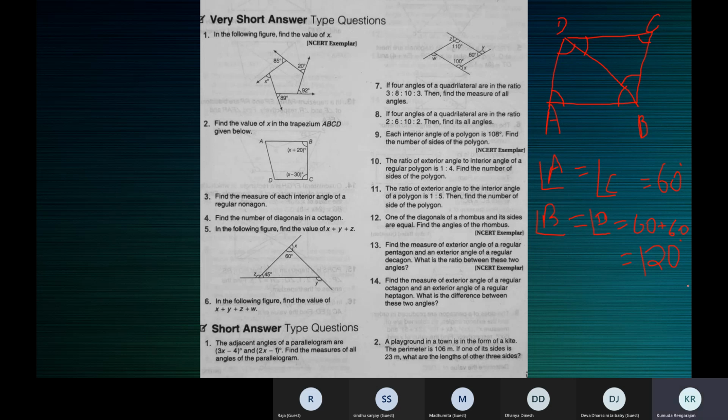Okay, please start working. The 14th one. Find the measure of each exterior angle of a regular octagon and the exterior angle of a regular heptagon. What is the difference between these two angles?